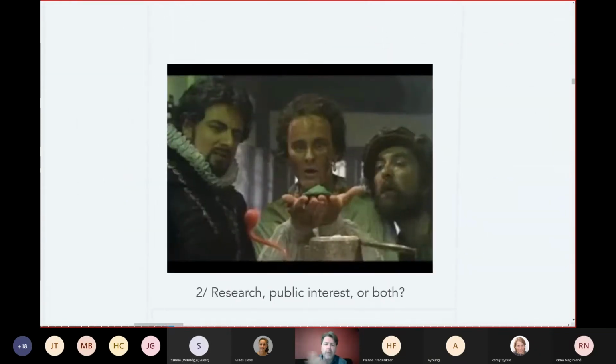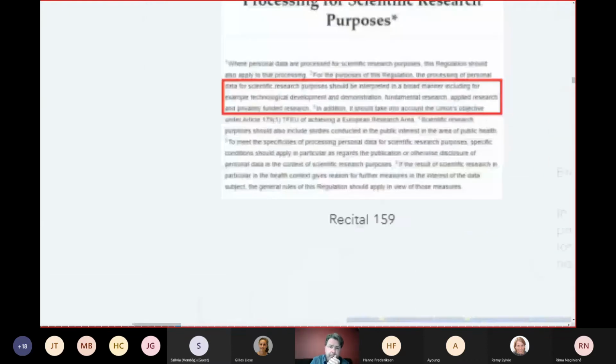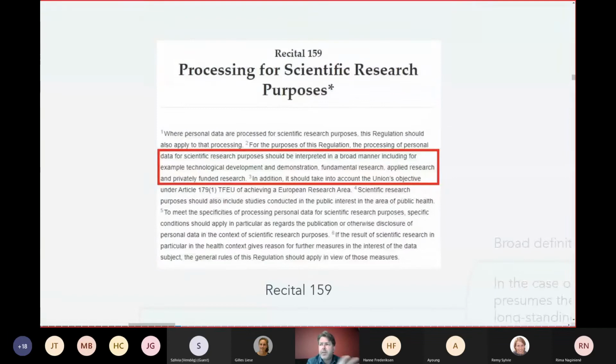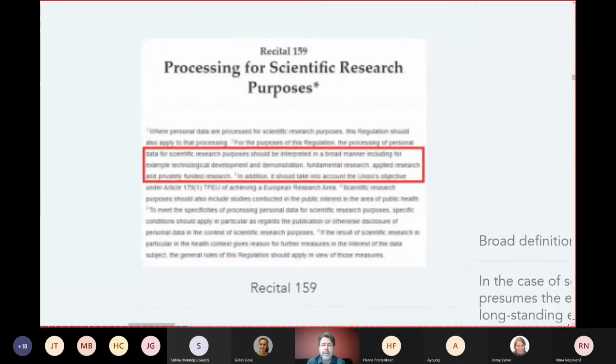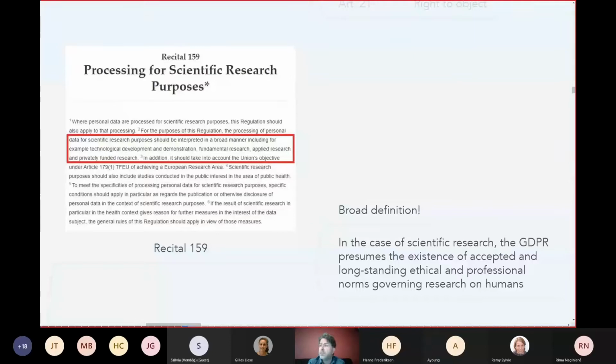Now, a little notice on research and public interest, because they're not always the same. If you look into the GDPR itself, the GDPR talks about research very, very often. And in the GDPR, research is actually quite broadly defined. So research definitely is not the privilege of the academic sector. It's not the privilege of research institutes. Not at all. There is a broad definition, and private organizations, commercial organizations, any type of organization and for any purpose can actually rely on the term research as defined in the GDPR.